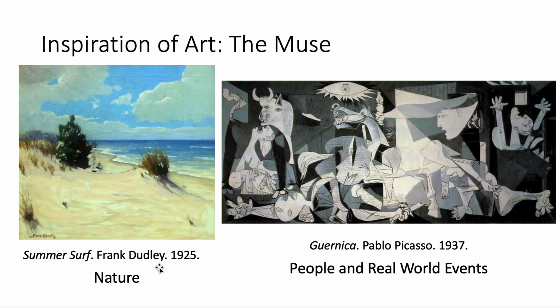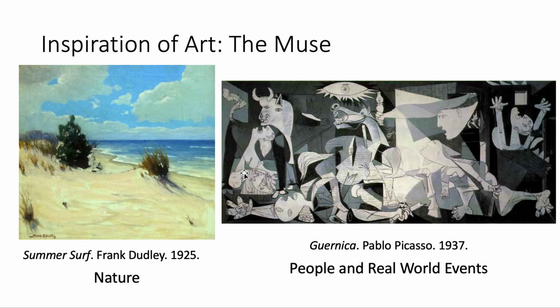Real world events and real people are often inspiration. Here we have Guernica by Pablo Picasso. And here what he's talking about is during the Spanish Civil War, Nazi planes bombed the city of Guernica, killing and wounding hundreds of civilians in the process. I am told that when you see this painting, which is absolutely gigantic, a person would be maybe this tall in the painting. It's very, very large.